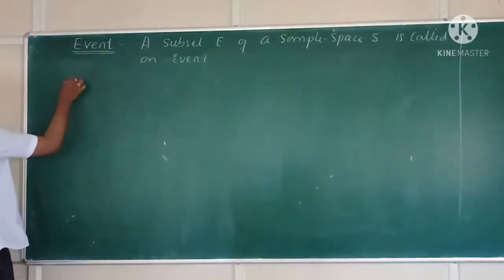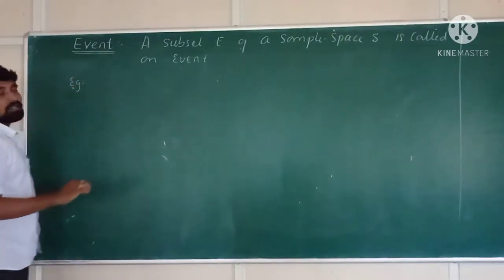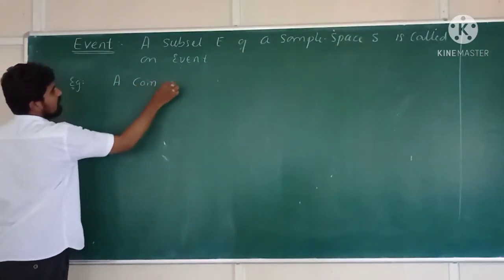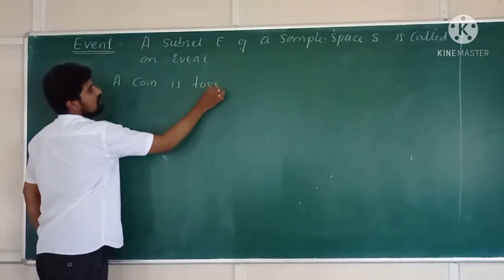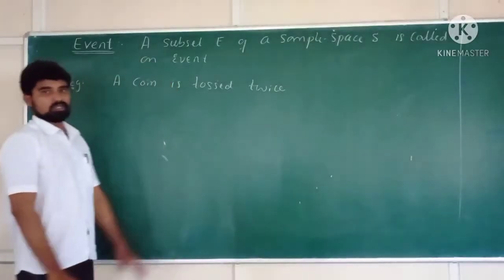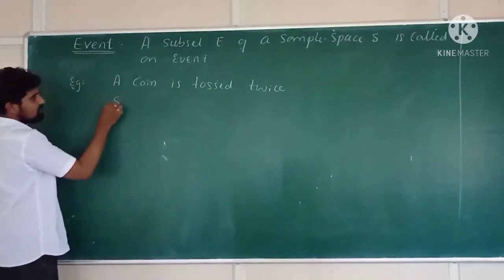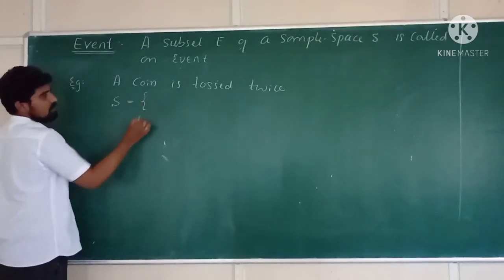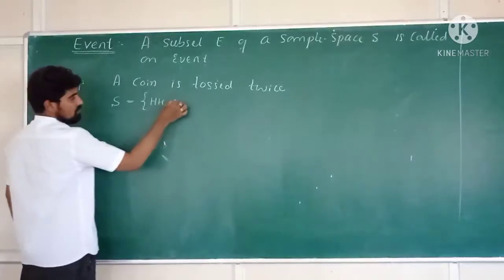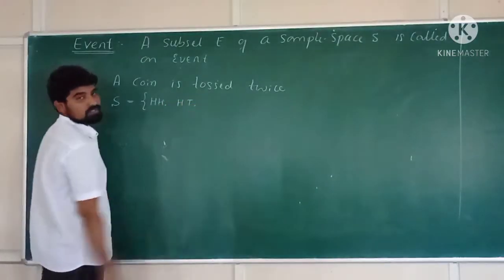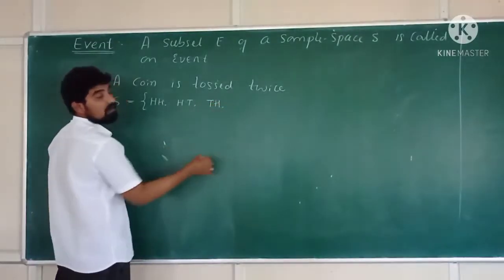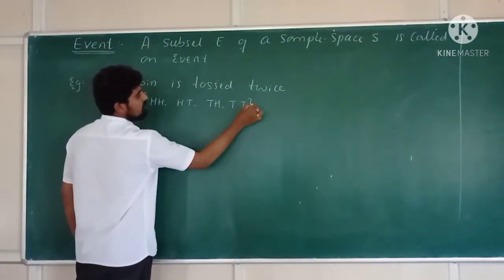So for example, a coin is tossed twice. Means the coin is tossed two times. And we know that the sample space of this random experiment, the possible outcomes, are both coins show head, or first coin is head and second coin shows tail, or first coin shows tail and second coin shows head, or both coins show tail.